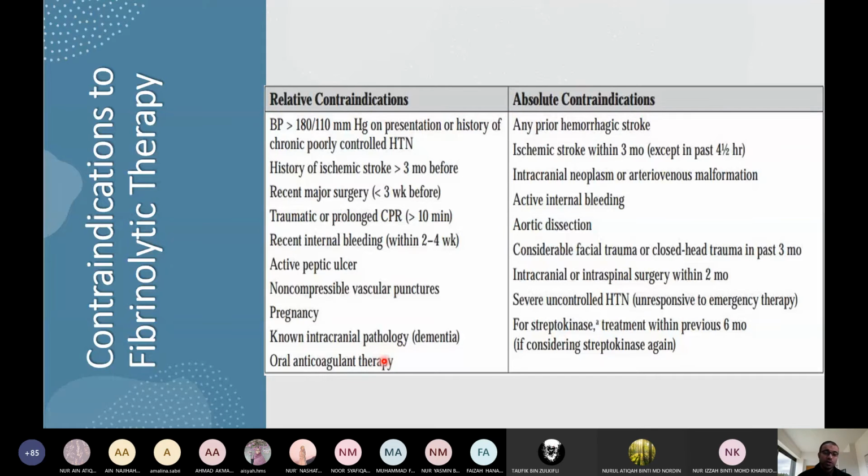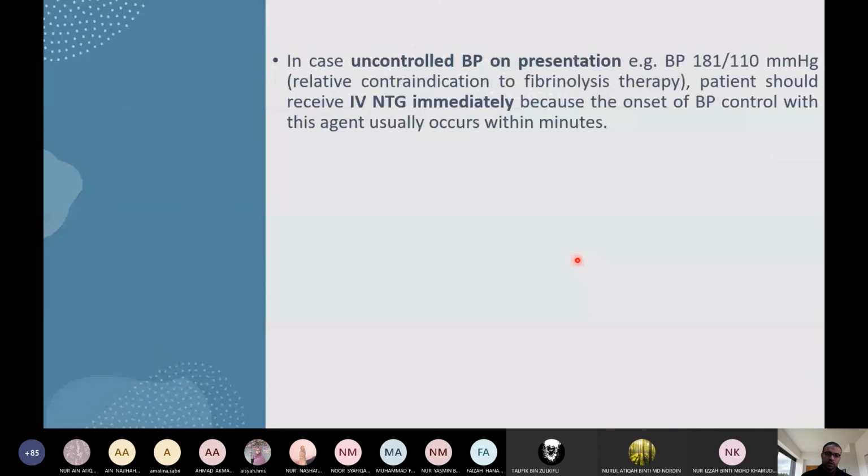On the other side, absolute contraindication means any patient with this characteristic should not even be considered for fibrinolytic therapy. Of course, ischemic stroke with very recent onset within 3 months, aortic dissection, and very active internal bleeding, very serious. All these are not indications.